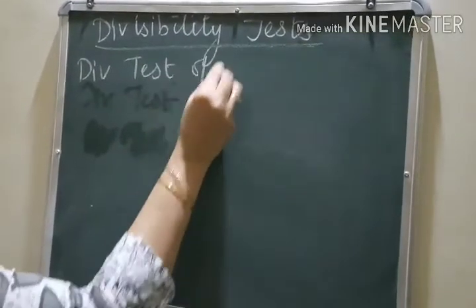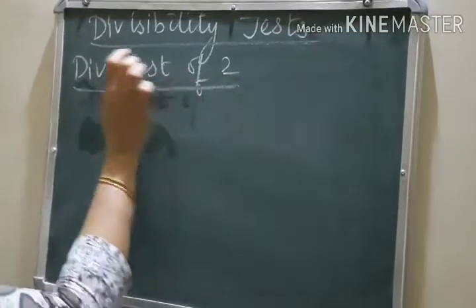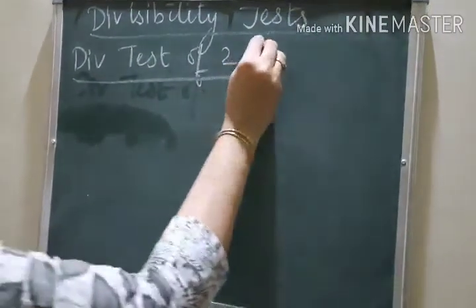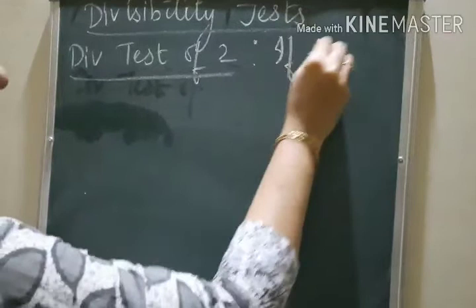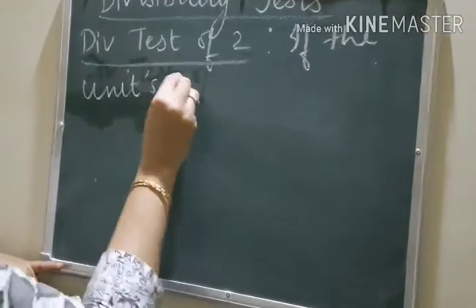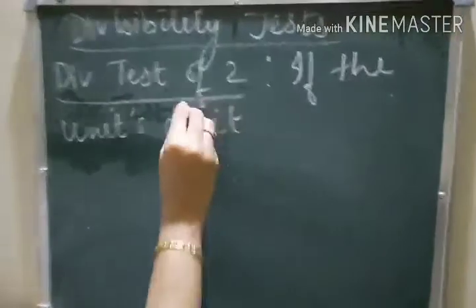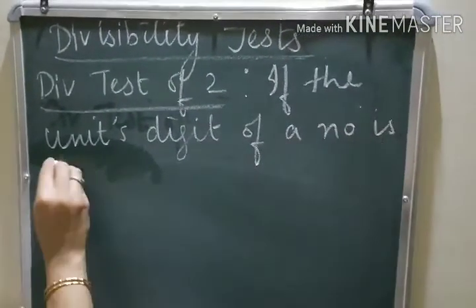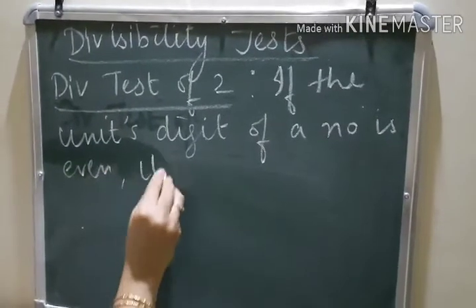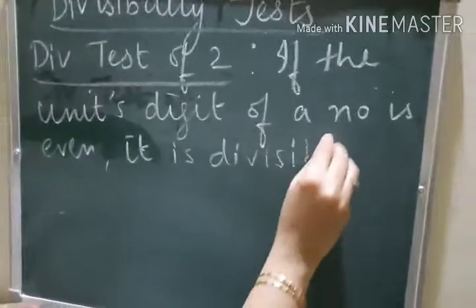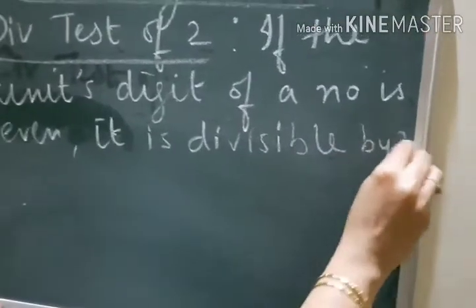Divisibility test of 2. Now you have to see whether the number is divisible by 2 or not. How will you check it? If the units digit of a number is even, it is divisible by 2. Right? You have to note down all these in your notebook also.